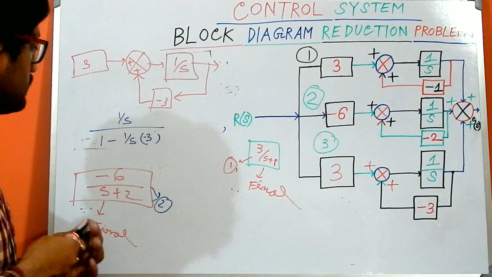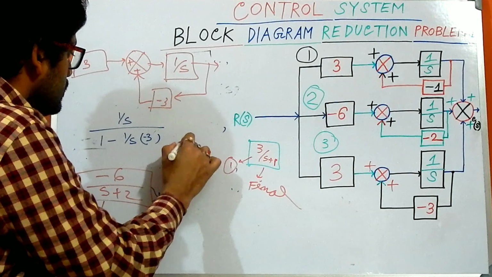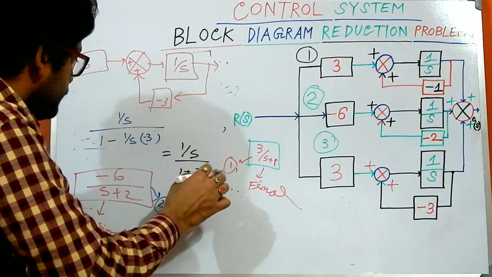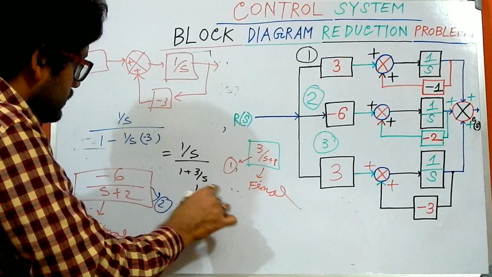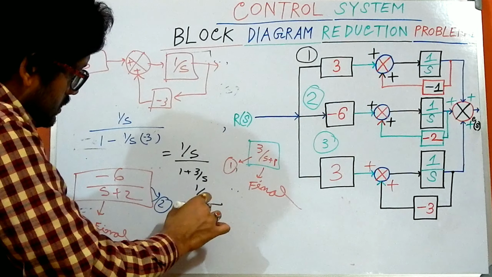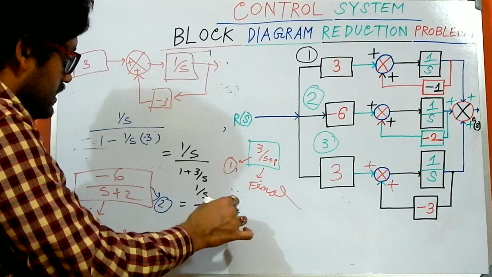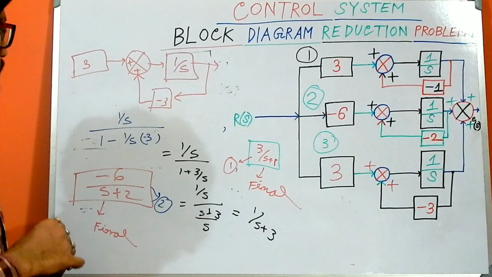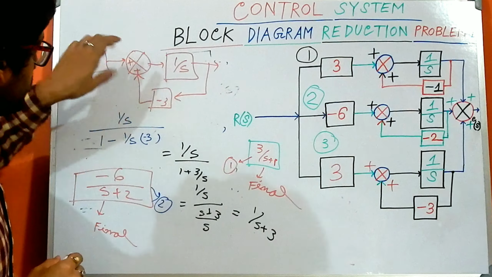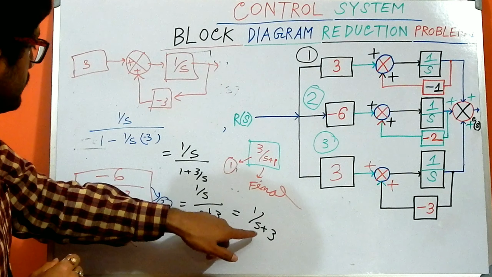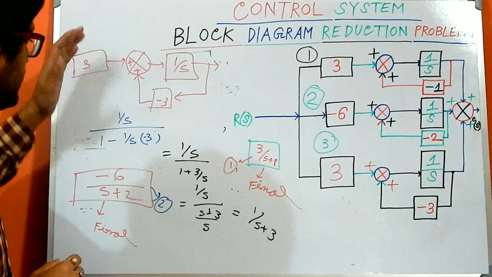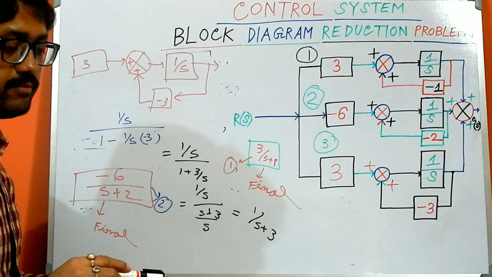And what is the final answer? The final answer is 1 by S divided by 1 plus 3 by S. Okay, and taking the LCM in the denominator part, S plus 3, and the final answer is 1 by S plus 3. So this portion is 1 by s plus 3, and that is placed along with these 3, and 3 and 1 by s plus 3 are placed in series.